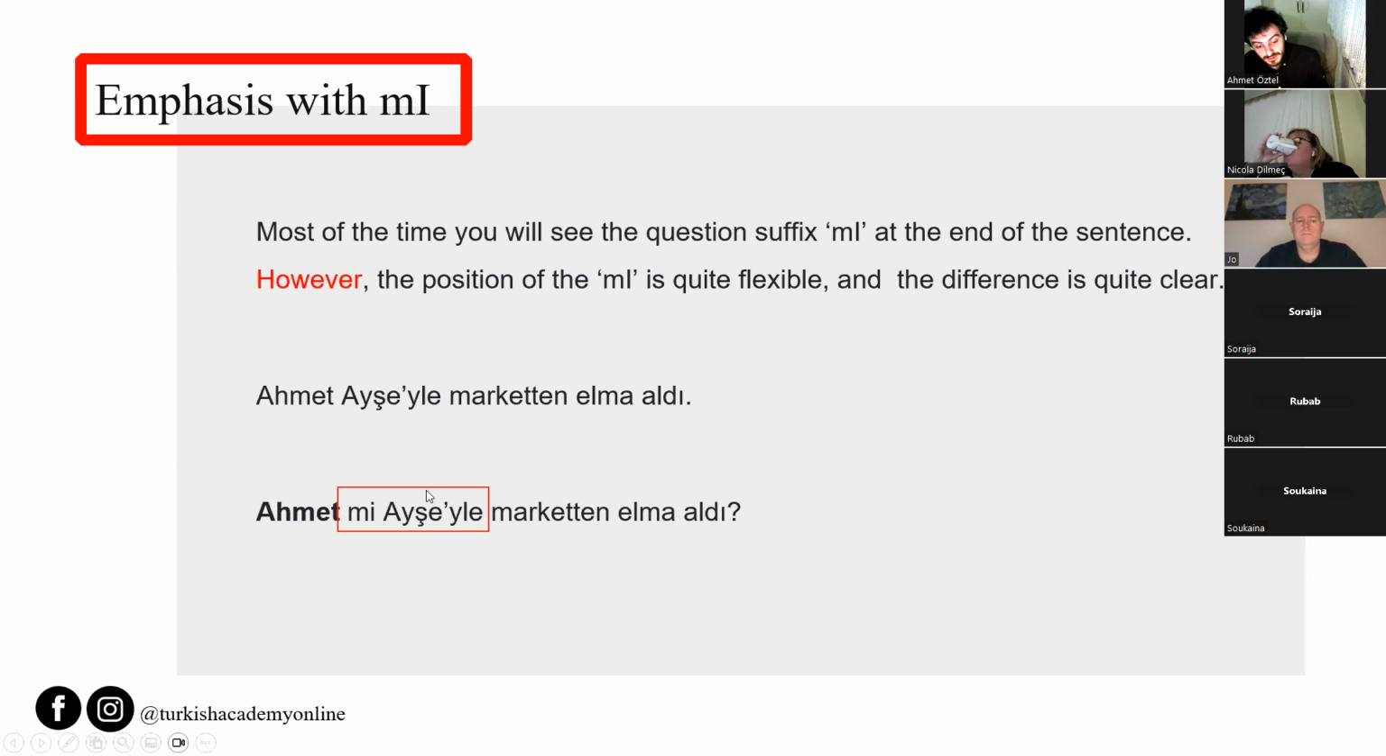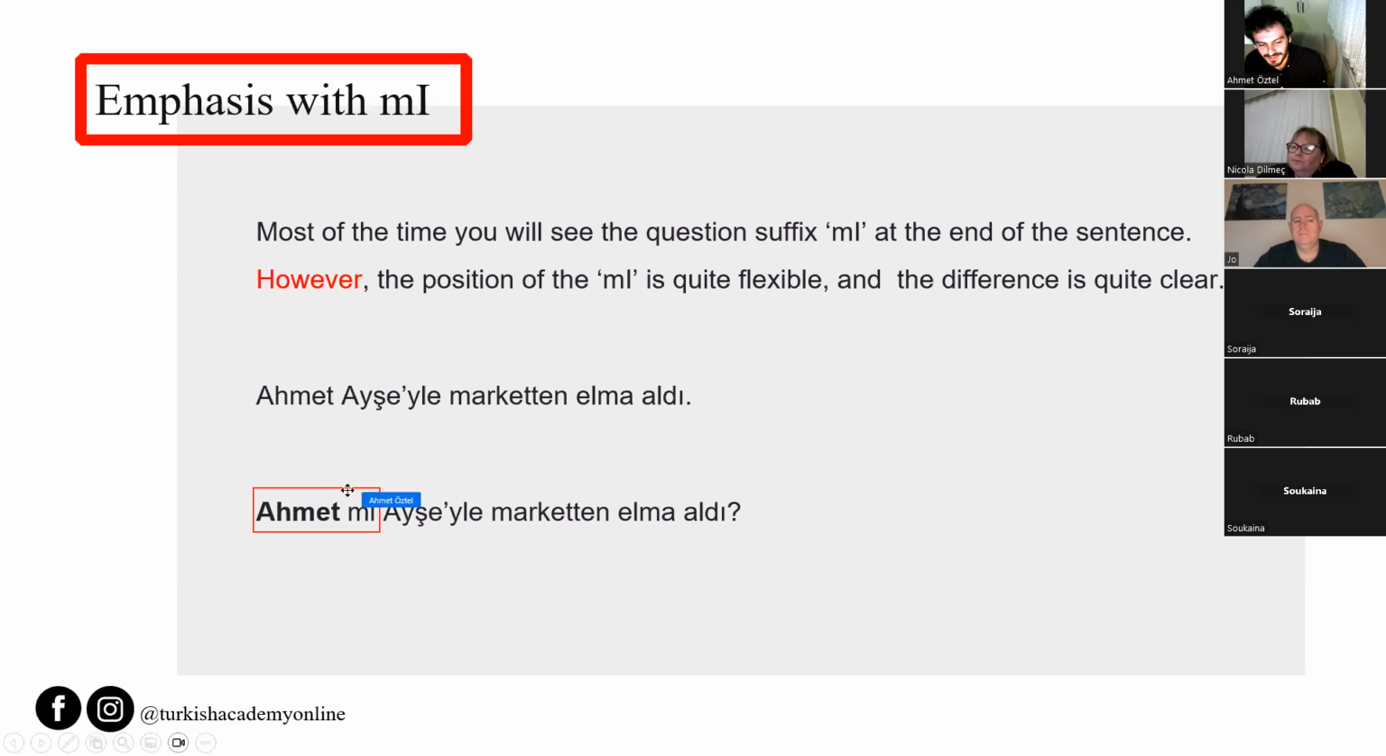Or if Ahmet is a couch potato who never leaves the house and he bought an apple from the market, you will be like, wait, Ahmet? Are we talking about Ahmet? Ahmet mi Ayşe ile marketten elma aldı? So now I'm asking about Ahmet. Like my disbelief is on Ahmet in this case.